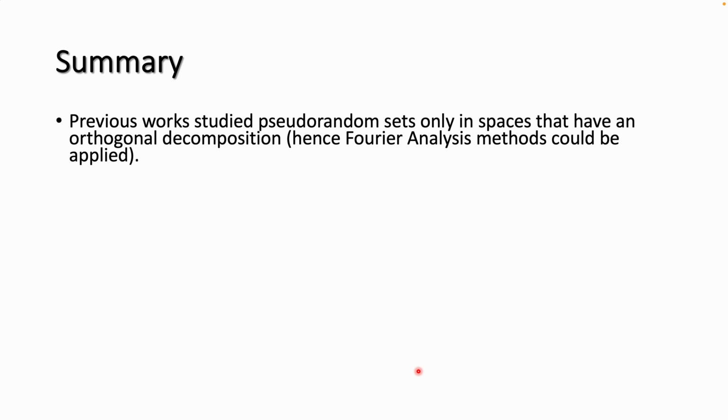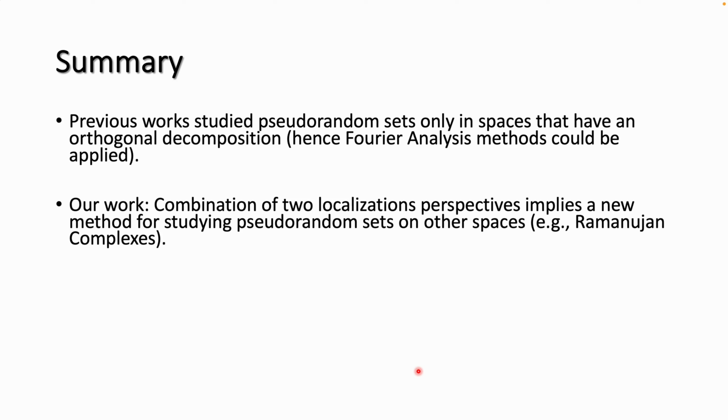And let me just summarize. I mentioned that previous works studied pseudorandom sets, but only in spaces that have an orthogonal decomposition, and hence they could use Fourier analysis methods. If we want to apply it in other spaces like Ramanujan complexes, we can't use previous methods. So we looked at another perspective. We look at the combination of two localization perspectives, and what we got implied a new method for studying pseudorandom sets on other spaces like Ramanujan complexes.